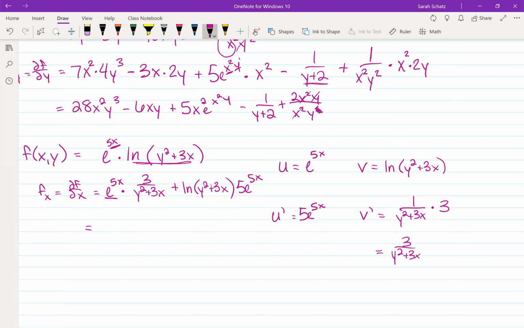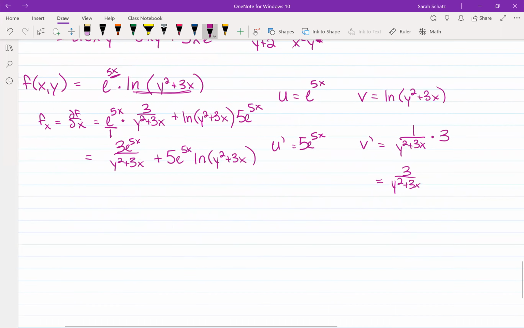One thing I would do is recognize this e to the 5x is on top of a fraction. You could put these two together. You could write it as 3e to the 5x over y squared plus 3x. Then just to make it look a little cleaner, you could put your e term in front here and get 5e to the 5x natural log y squared plus 3x. But you guys, there's not a lot else you can do here. So I would just leave it like that. Okay, so that was fun.